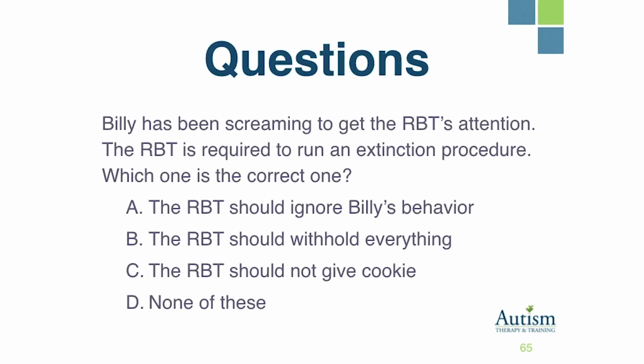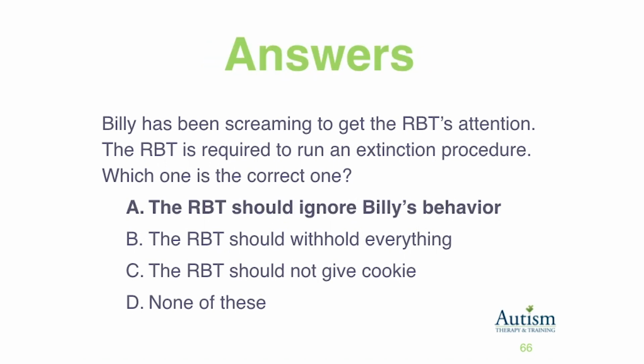Billy has been screaming to get the RBT's attention. The RBT is required to run an extinction procedure. Which one is correct? A. The RBT should ignore Billy's behavior. B. The RBT should withhold everything. C. The RBT should not give cookie. Or D. None of these. And the correct response is A. The RBT should ignore Billy's behavior. Remember, you're ignoring the problem behavior, not the individual.